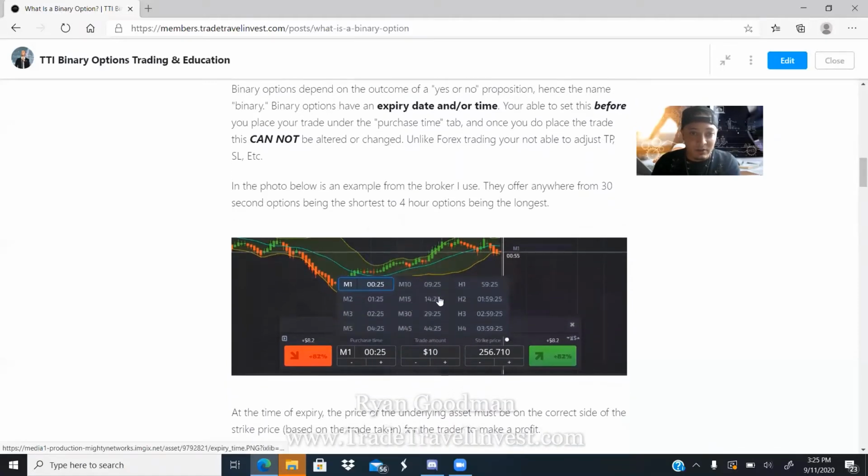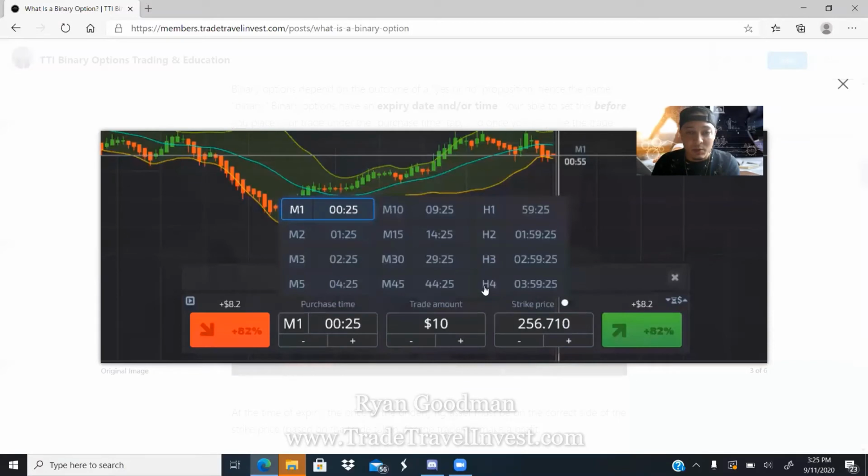But this right here is what you'll see on your broker's platform if you're using the same broker as me. It goes from 1 minute to 4 hours. This is as long as we can trade our options for. So they actually have an option too, where you can go all the way down to 30 seconds. It's not shown in this picture, but you can actually go all the way down to a 30-second option. So it goes anywhere from 30 seconds to 4 hours on our broker's platform, meaning that you can place anywhere from a 30-second option to 4 hours long, being the longest.